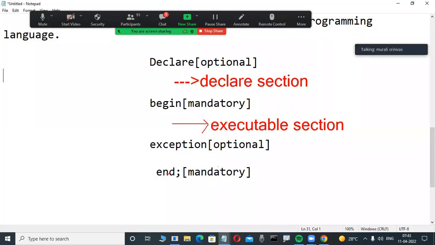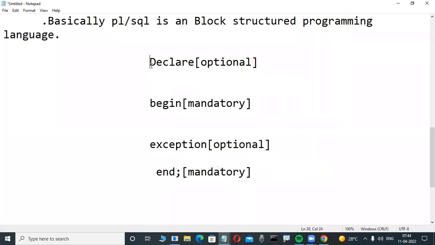Again, from exception to end, some gap is there. This is called the exception section. This is the declaration section or declare section. Here, between begin and exception, some gap is there. This is called the executable section. From exception to end, some gap is there. That is the exception section.